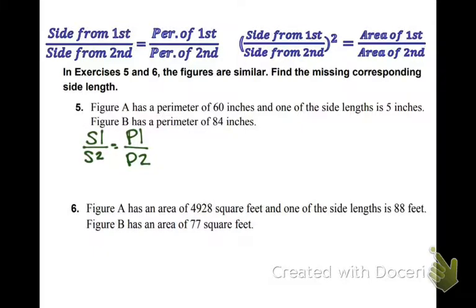So do we have a side from the first? We do. It is 5. Good. So our side from the first is 5. Do we have a side from the second? No, we don't. We're looking for that. So you could write S. I don't like to use S in the middle of a math problem. Can you guess why? Looks like a 5, so I'm just going to put X. You can use any letter you want. I just don't prefer the letter S. Do we know the perimeter of the first? It is 60. And then the perimeter of the second is 84.